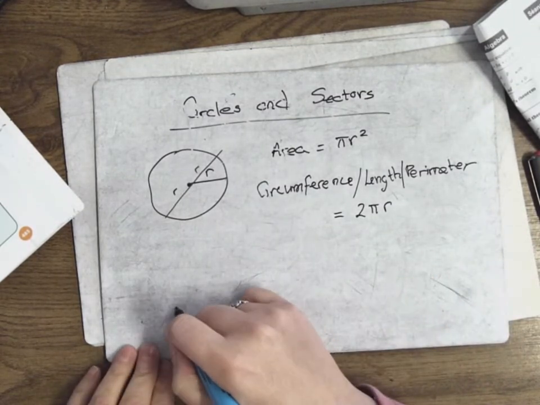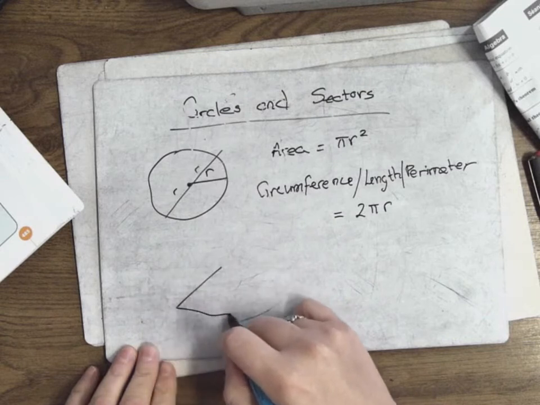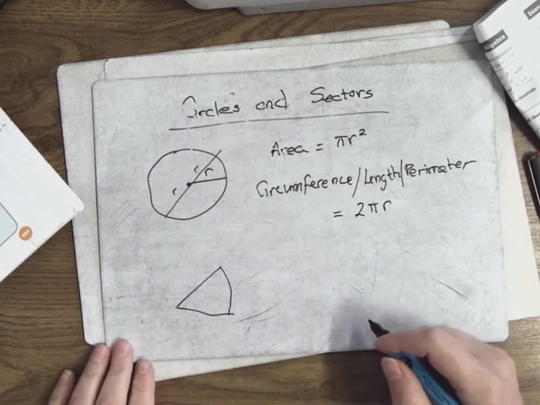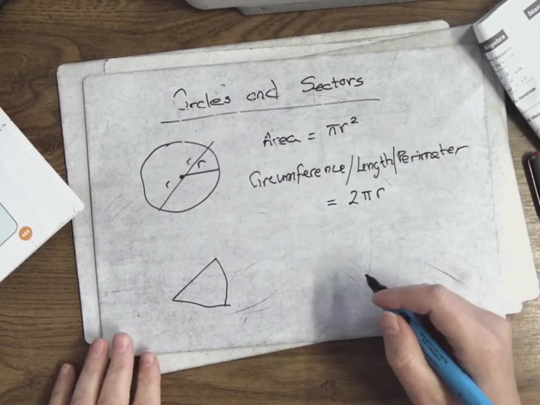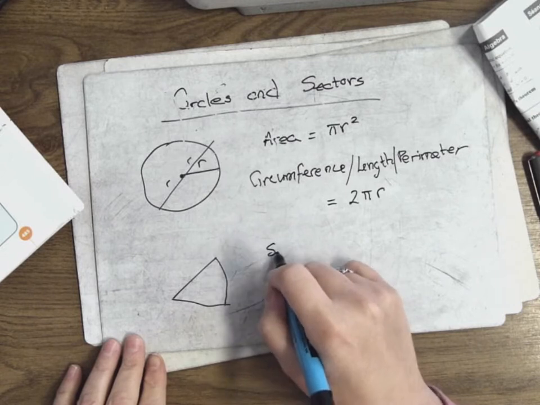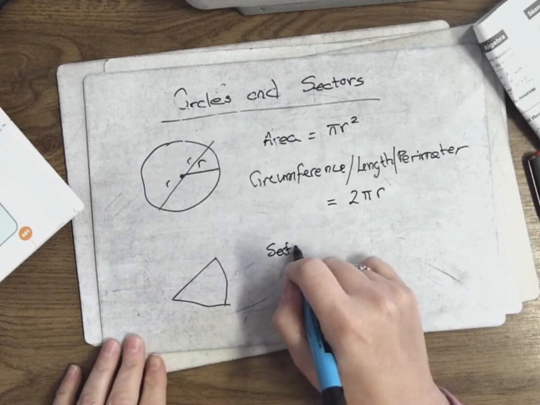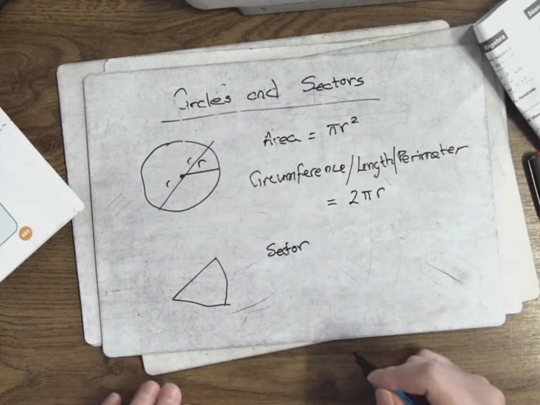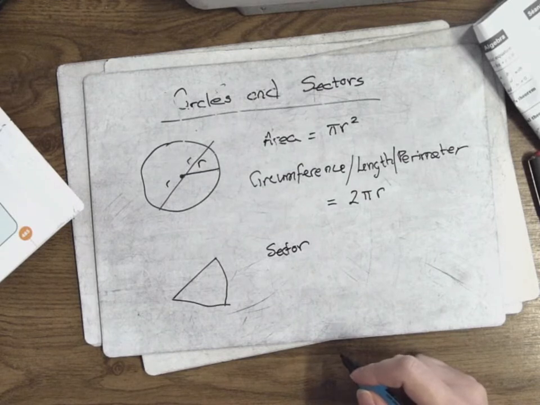Sometimes though, girls, they don't give you a whole circle. They give you a pizza slice, right? Okay, so a pizza slice, and I'll be all starving by the end of this class. A pizza slice, girls, is called a sector. This is the sector of a circle.